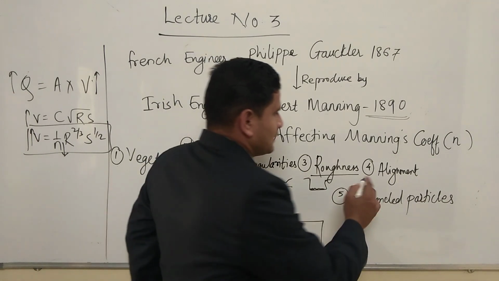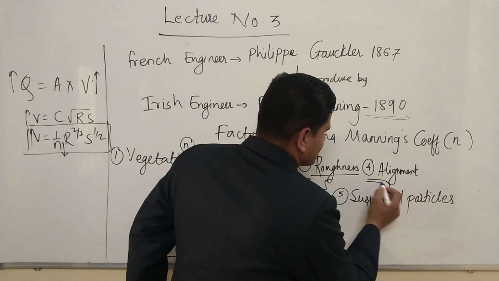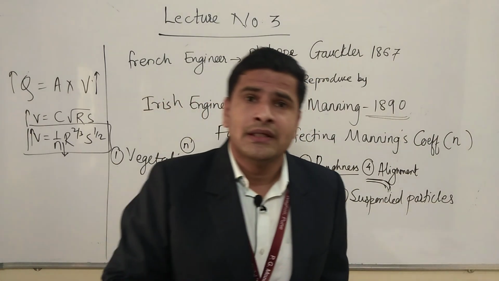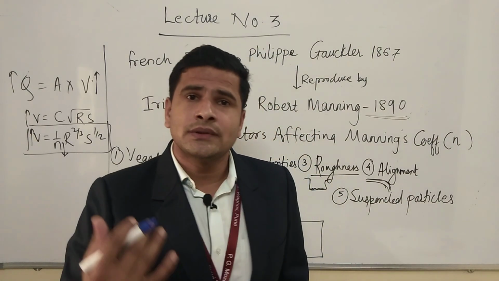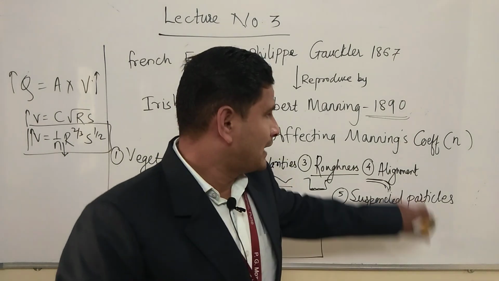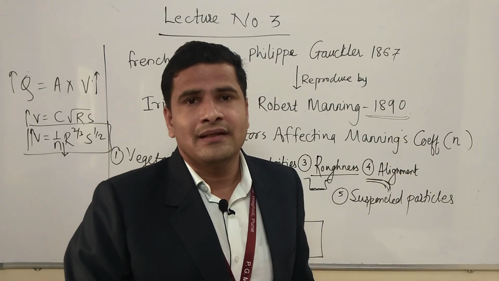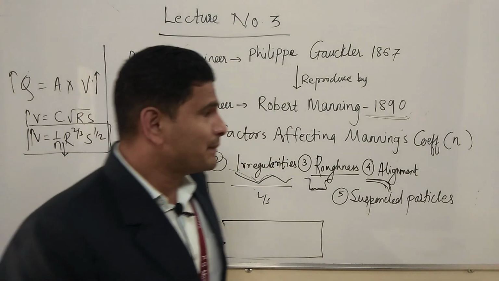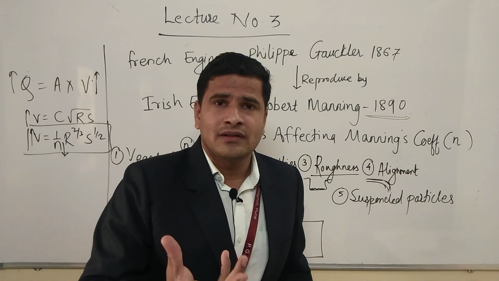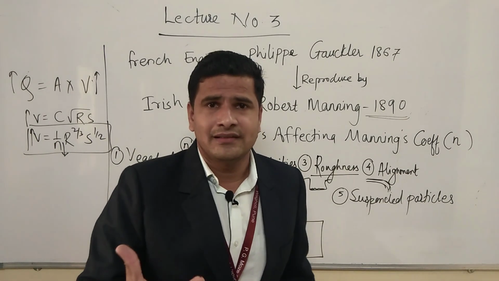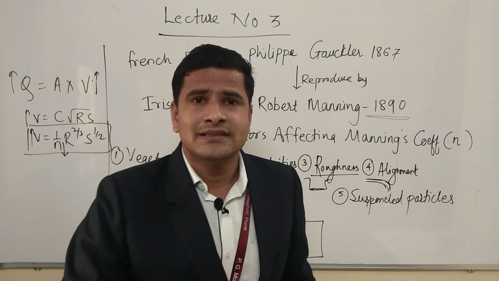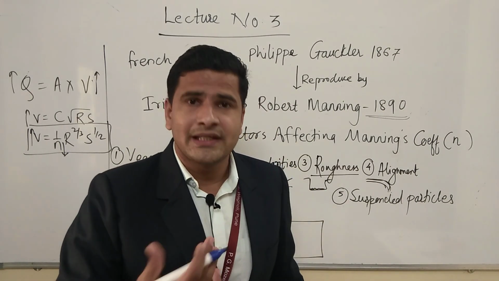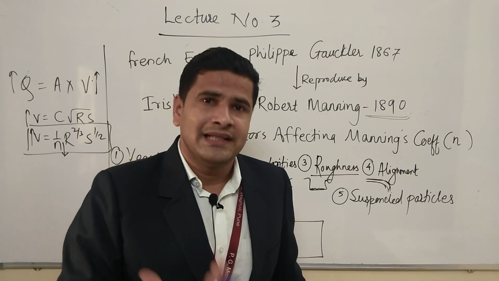Alignment: consider I am drawing a plan section, there is a straight alignment and again there is certain curvature. If alignment changes, then the N value also changes. So again it is directly proportional, as alignment changes Manning's roughness coefficient increases. Lastly, suspended particles. Consider in water, we know that different types of sand and silt are available, so again it affects the velocity. If suspended particles are there, your N value increases, that is Manning's roughness coefficient increases.